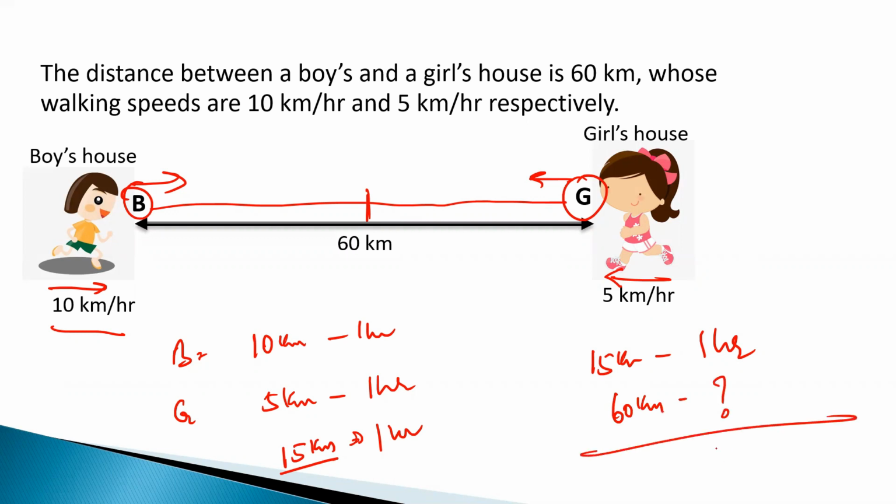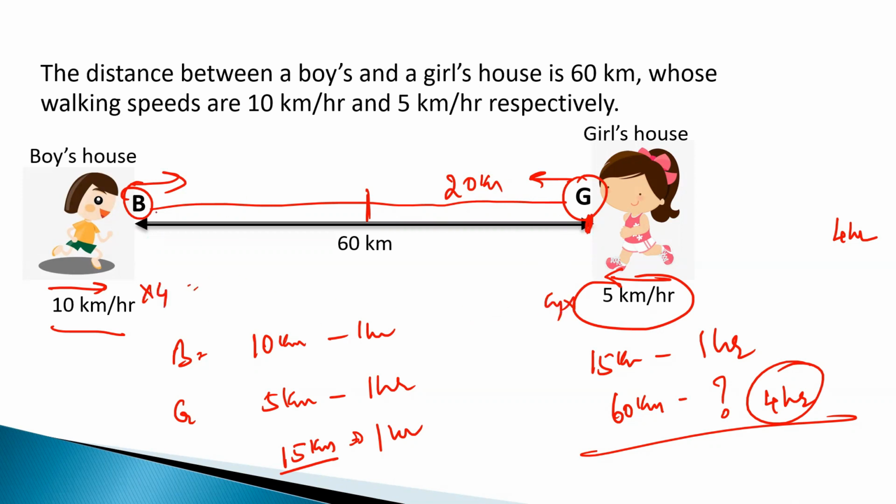And how much time will they take? It's 4 hours if we apply the chain rule. So in 4 hours, the boy and the girl will meet. Now let's see whether it stands true or not. In 4 hours of time, the girl will cover 20 kilometers from the starting point. In 4 hours of time, the boy will cover 40 kilometers, from point B to the point where they meet. So do these two together make 60 kilometers? Yes, 40 plus 20 makes 60 kilometers. So the answer is 4 hours, which is right.